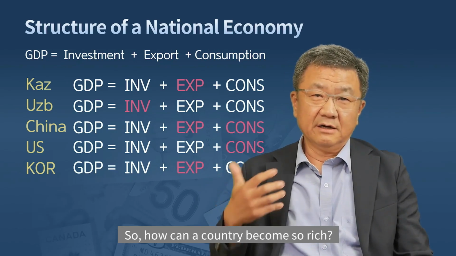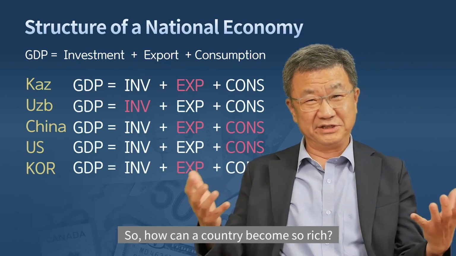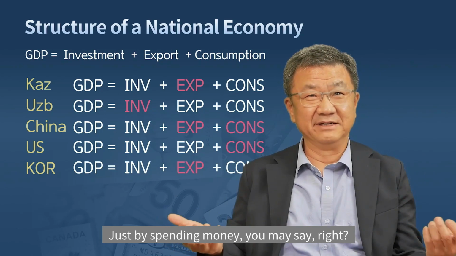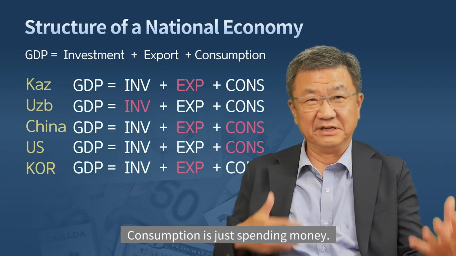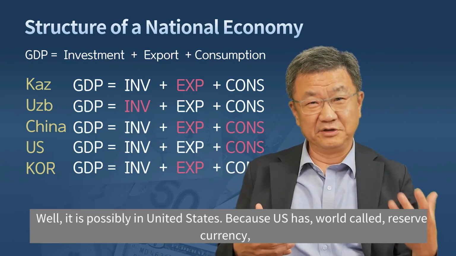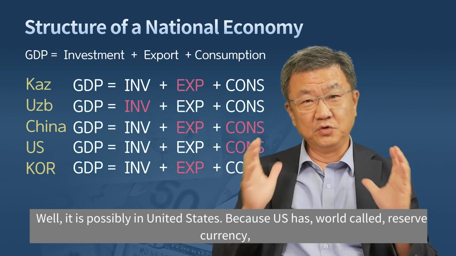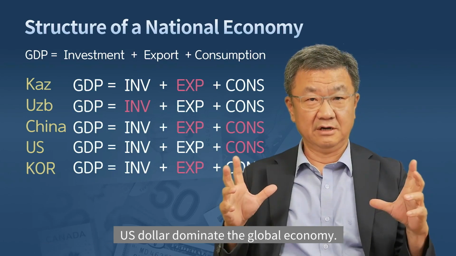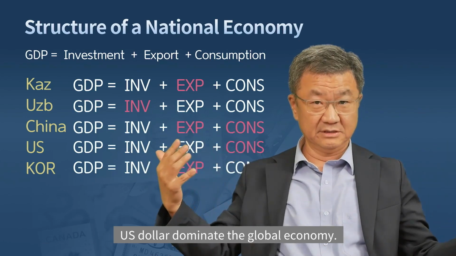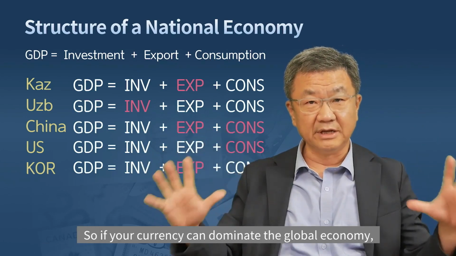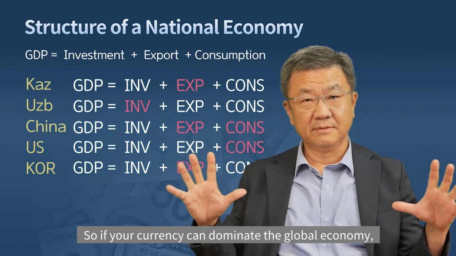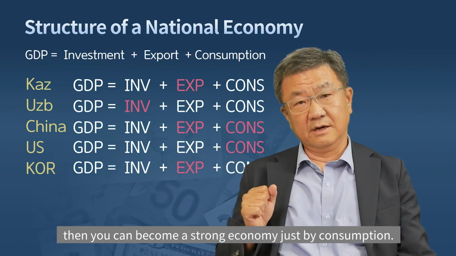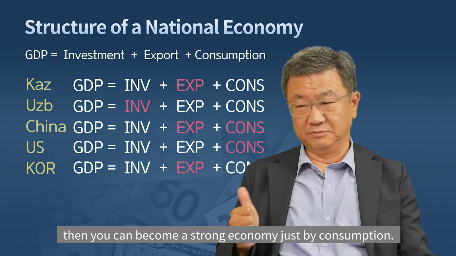So how can a country become so rich just by spending money, you may say, right? This consumption is just spending money. Well, it's possible in the United States because the U.S. has what is called the reserve currency. The U.S. dollar dominates the global economy. So if your currency can dominate the global economy, then you can become a strong economy just by consumption.